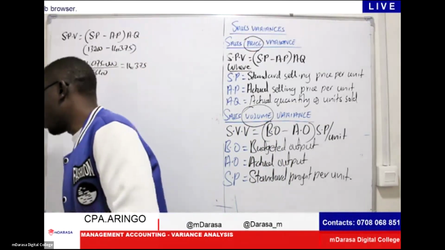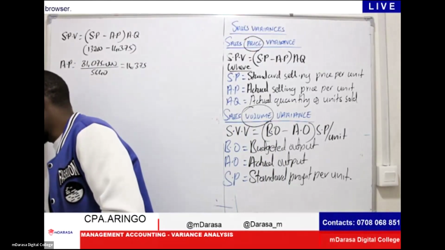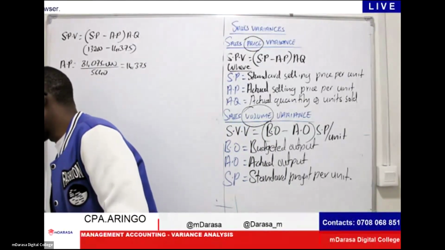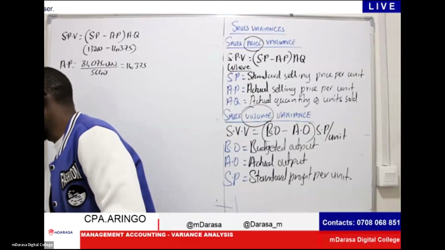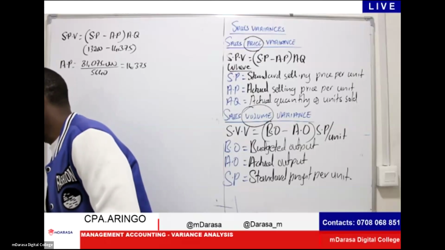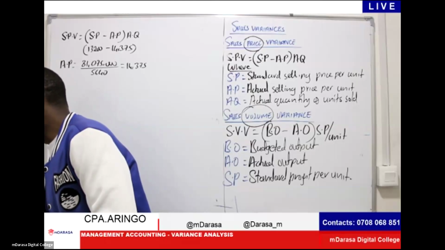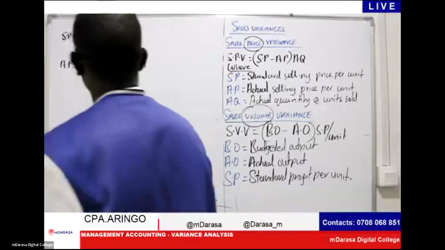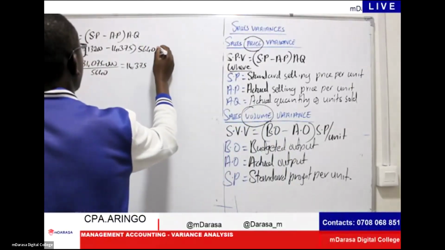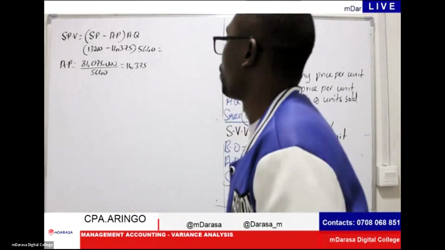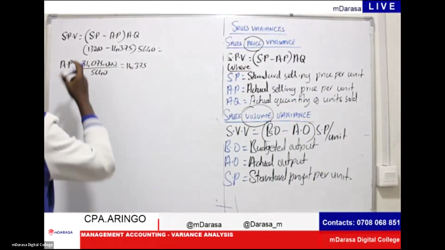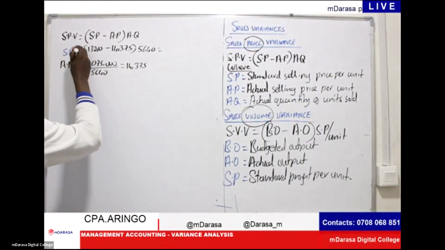How many units are we actually selling? The actual units sold, as per our question, are the same units you're having there, 5,640. So we take the 5,640 here, the actual units that you're selling. Determining our variance will always be very easy. You can always determine your variance by just looking at the values in your bracket.